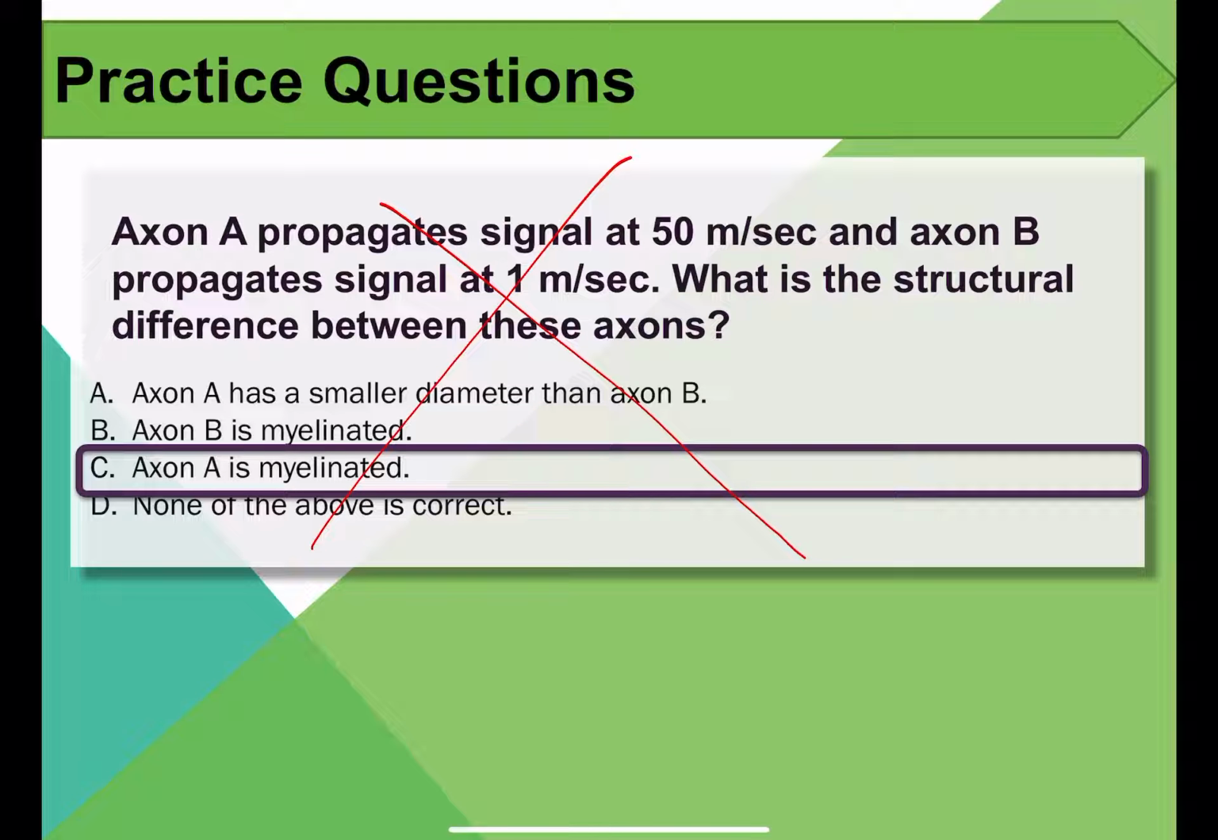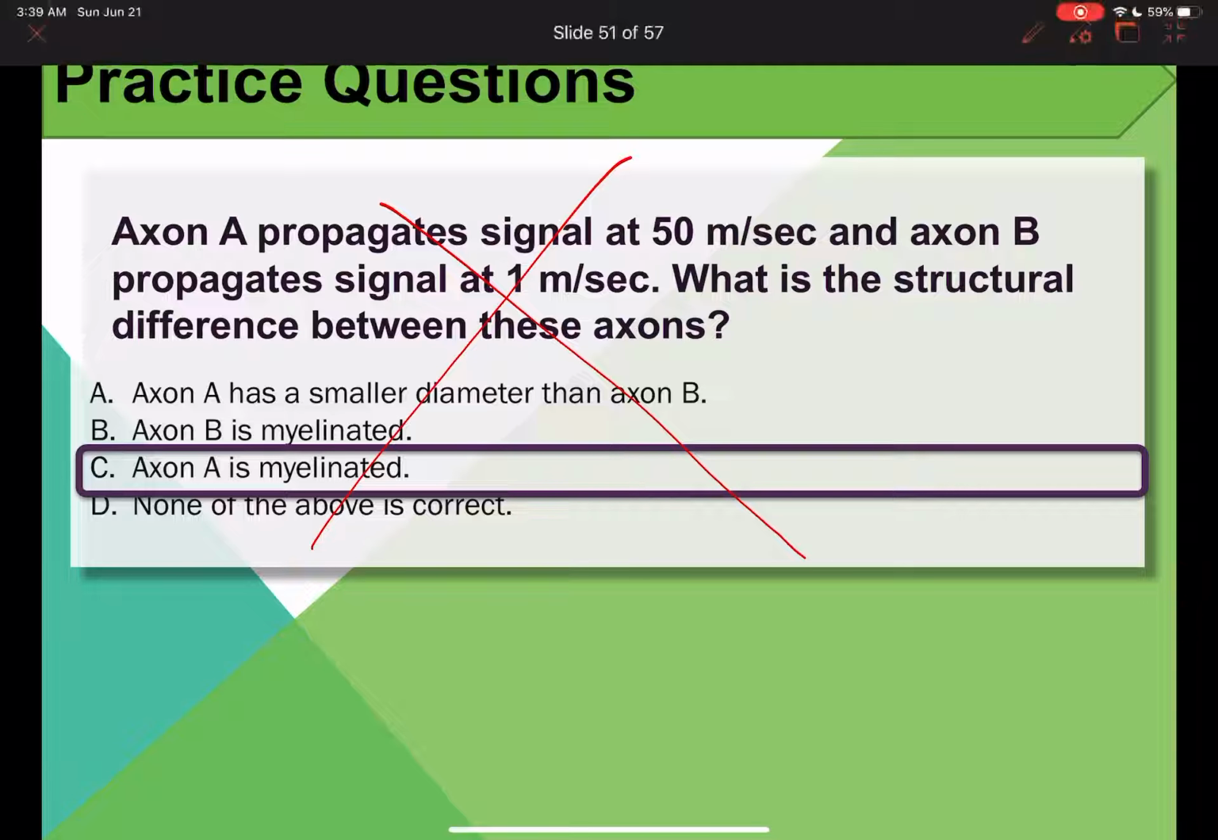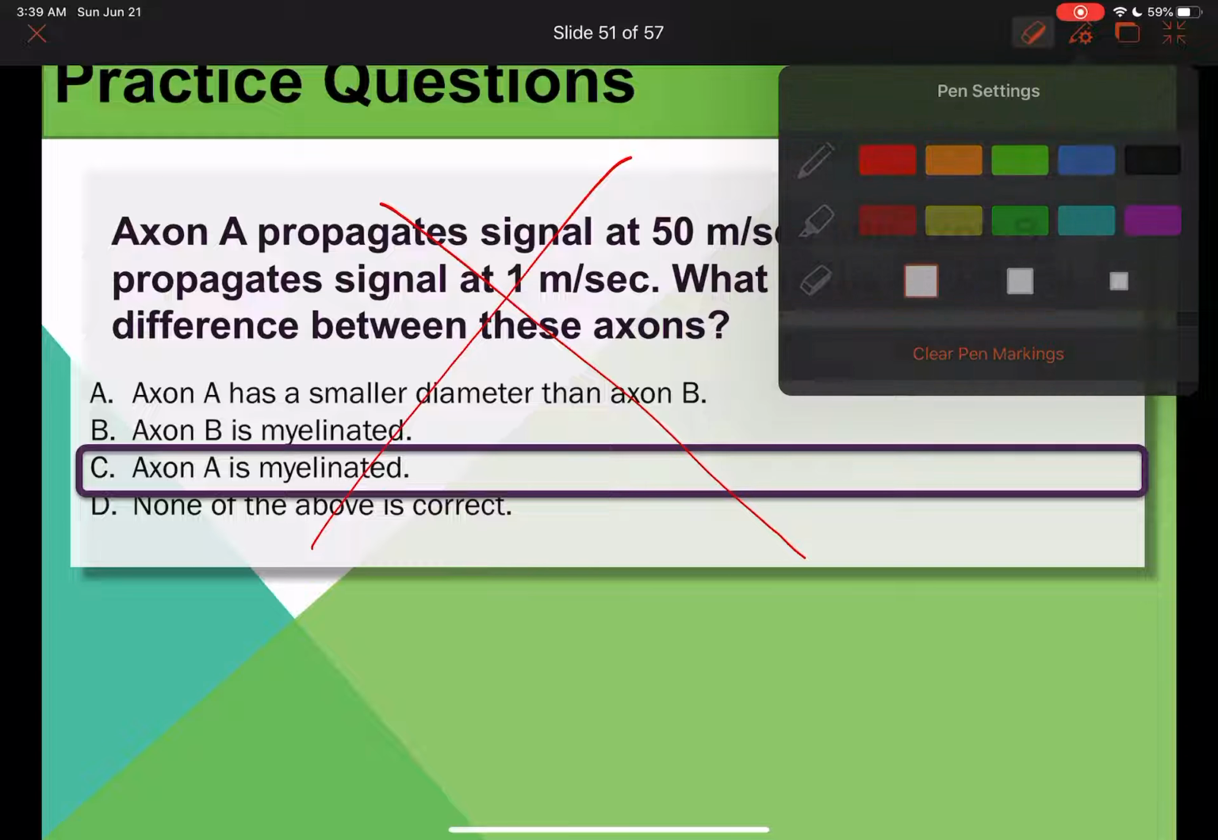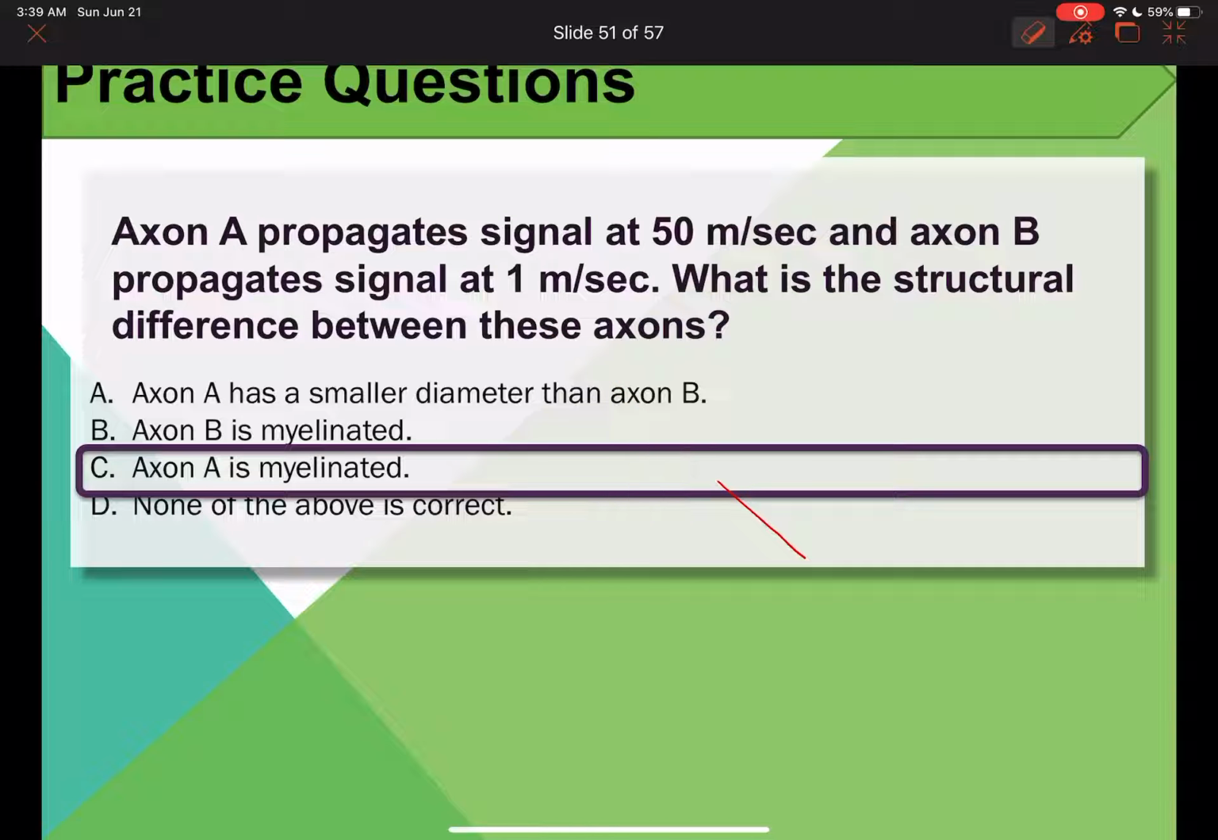Oh, wait, this is not about diameter. This is about myelinated versus non-myelinated. So axon A is much faster because it propagates at 50 meters per second versus axon B at 1 meter per second. So axon A is a lot faster. What is the structural difference between these axons? This is a very different speed, and axon A is myelinated. So that's why it's a lot faster.